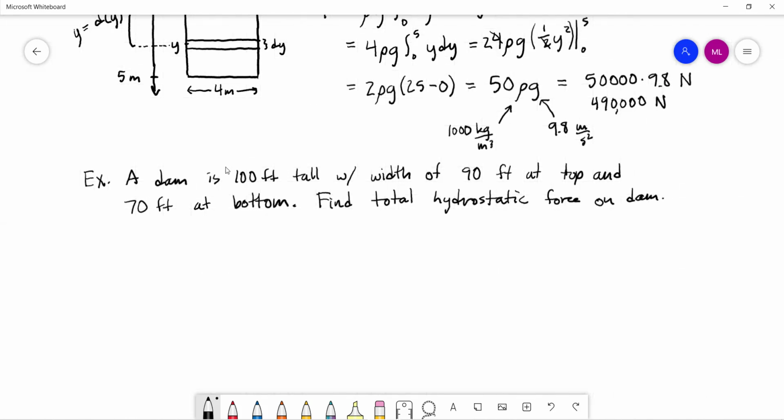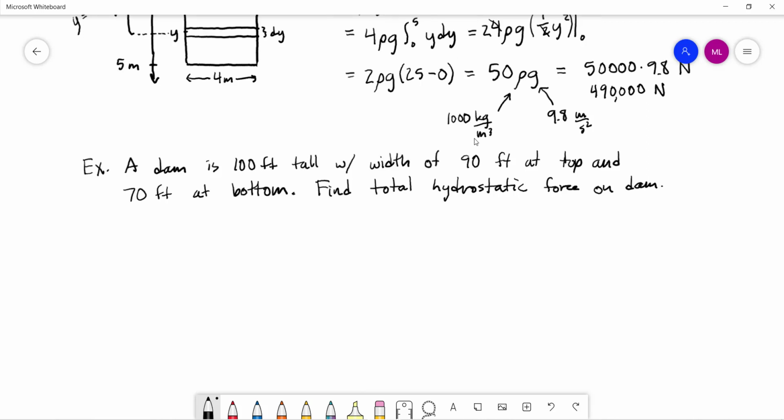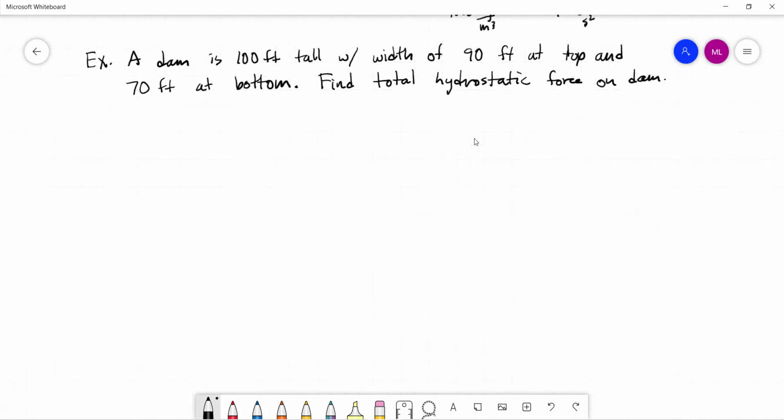Again, because we're using feet, the process isn't going to change. It's just we're not going to get to use 9.8 meters per second squared and 1,000 kilograms per meter cubed for our constants. Instead, we're going to have to use the ones in our imperial units, and they're just uglier numbers, but we'll deal with that in a minute.